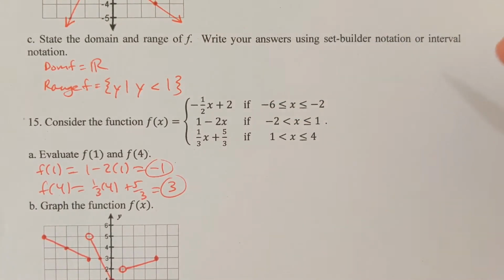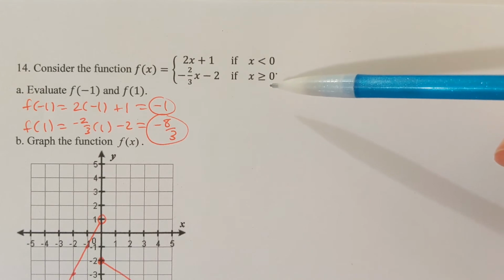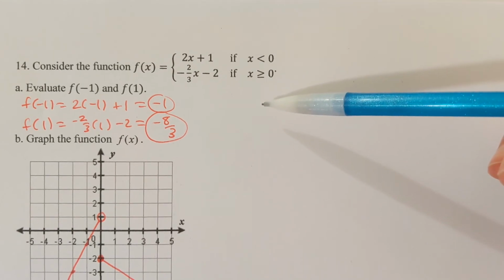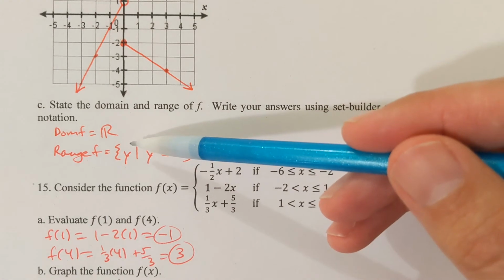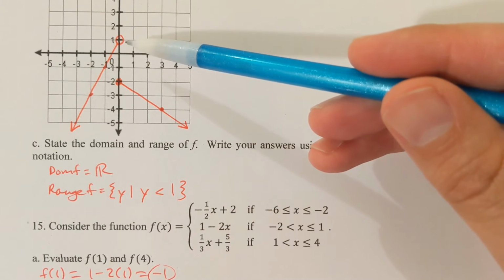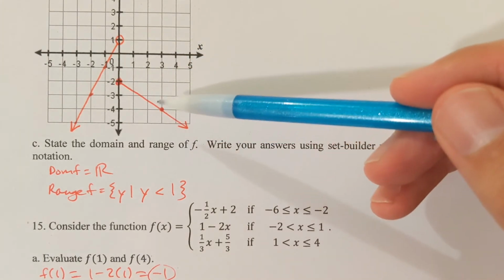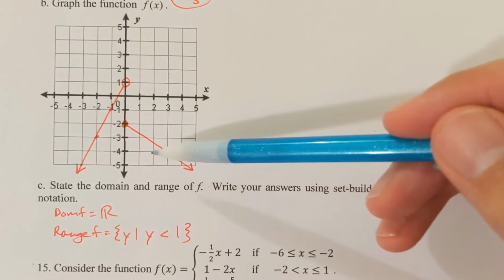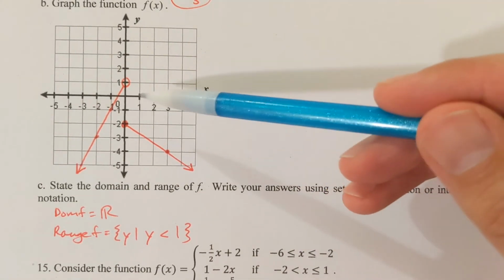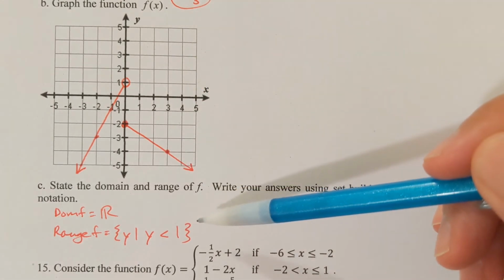Part C, state the domain and the range of f. Write the answers using set builder notation or interval notation. Okay, so x is less than 0, x is greater than or equal to 0. That's all real numbers, representing the domain. The range, I can see right here, anything that's less than 1 is going to put me on the graph. When I look at the y-axis, anything to the left or the right, anything that's less than 1, it puts me on the graph.